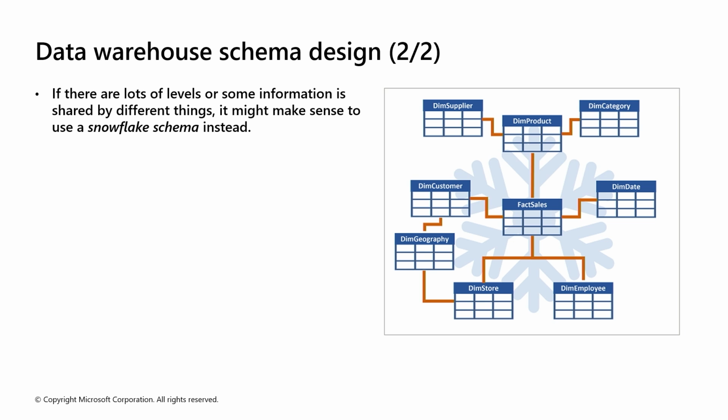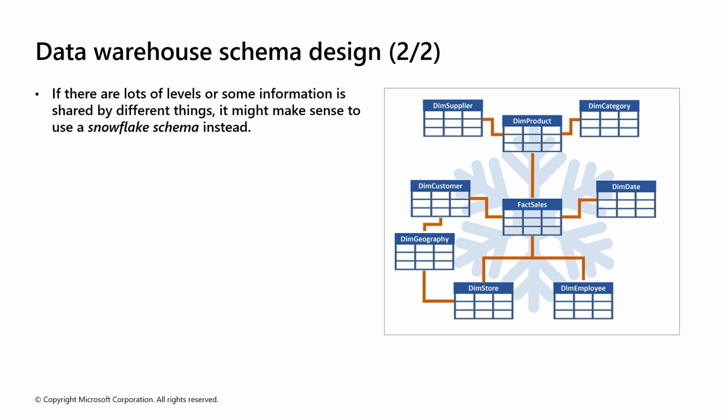A snowflake schema has fact tables and dimension tables, just like the STAR schema, but it also includes normalized dimension tables that are further broken down or split into multiple related and smaller tables to eliminate redundancy. These normalized dimension tables are organized in a hierarchical manner, reflecting real-world relationships. If there are lots of levels, it may make sense to use a snowflake schema, as shown here on the right.